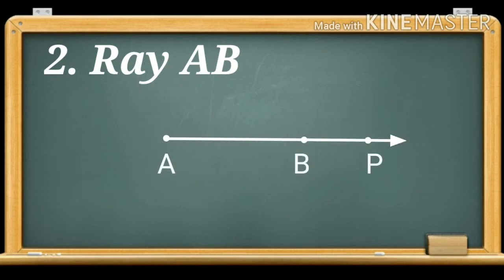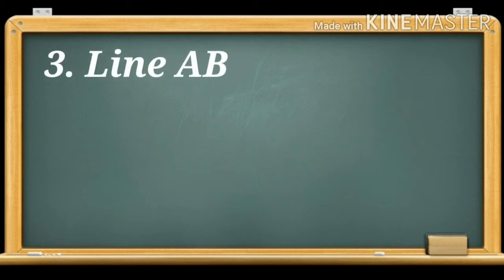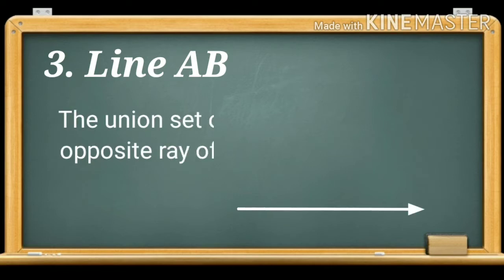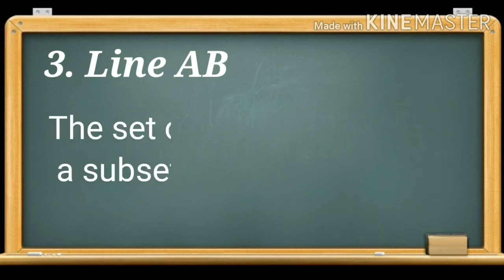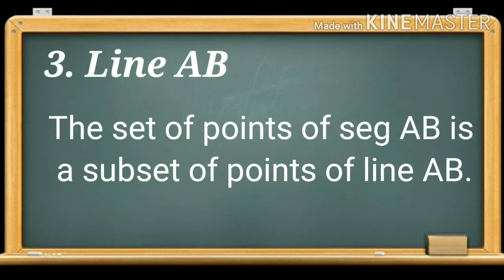Look at the figure. Here ray AB is given. In this ray, point A is called starting point or initial point of ray AB. Then next is line AB. The union set of points on ray AB and opposite ray of ray AB is called line AB. You can see that this is line AB. The set of points of segment AB is subset of points of line AB.